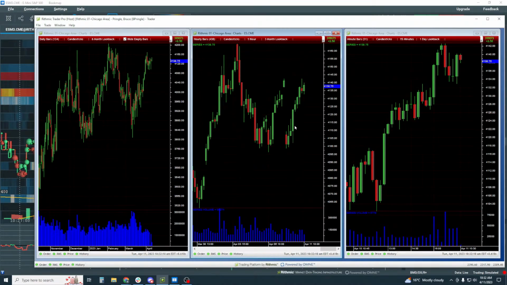So there's a lot of buying in here. And today too, this is a continuation move. We see the sellers initially here, but buying just came right back in.